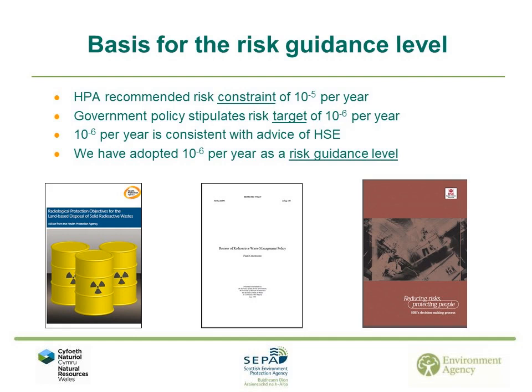The value of 1 × 10⁻⁶ per year is consistent with advice given by the Health and Safety Executive in their 2001 publication called Reducing Risks, Protecting People. The Health and Safety Executive identifies this value as a very low level of risk.